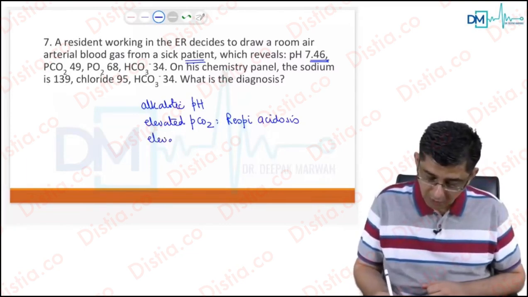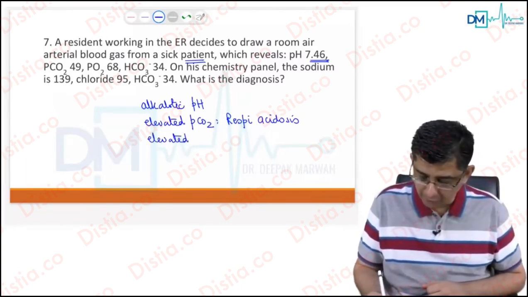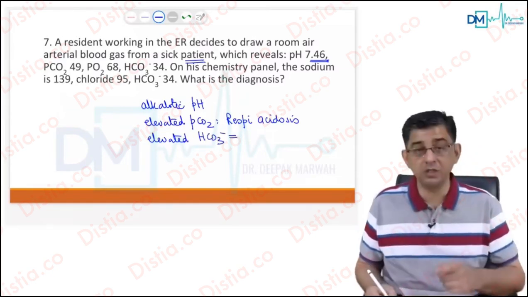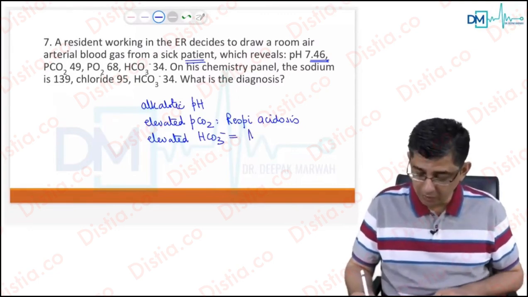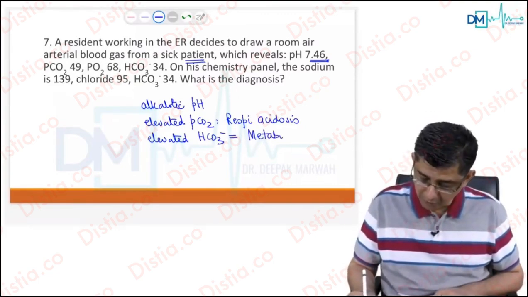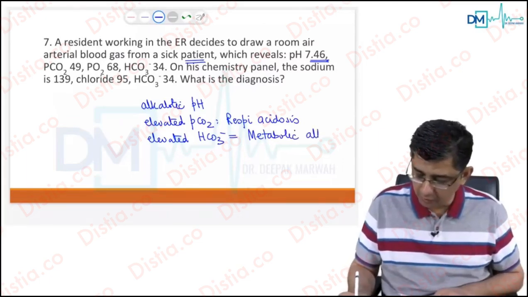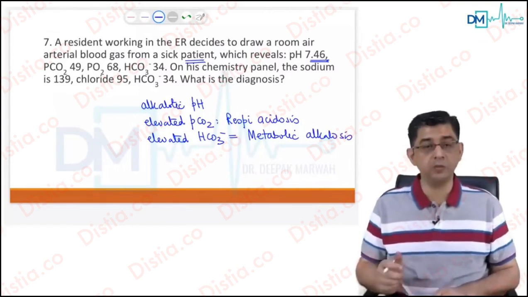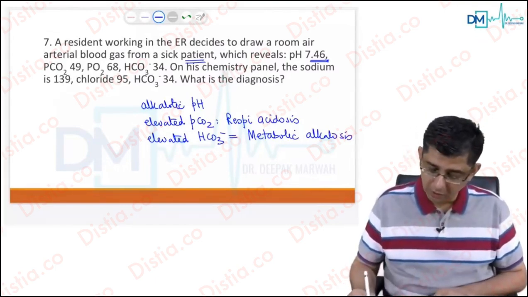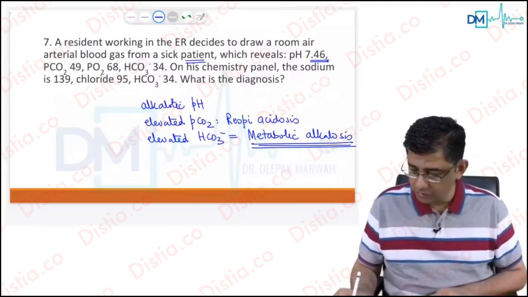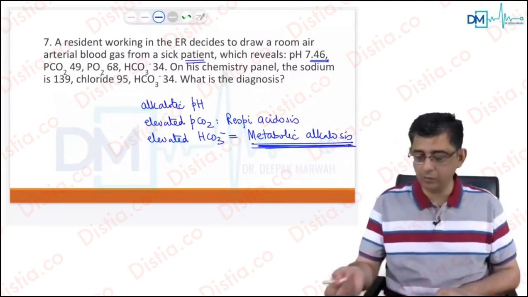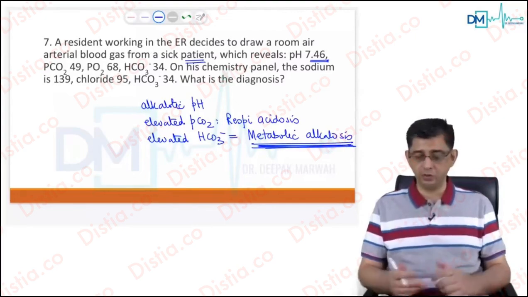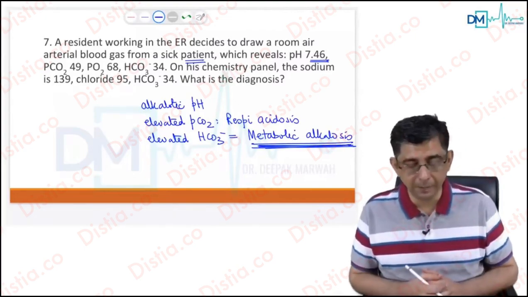This patient has an elevated bicarbonate of 34. That means the main reason why he is alkalotic is the metabolic alkalosis component. The diagnosis of this particular patient first is metabolic alkalosis, and the compensatory change of metabolic alkalosis is respiratory acidosis. You just need to invert the English words for this.